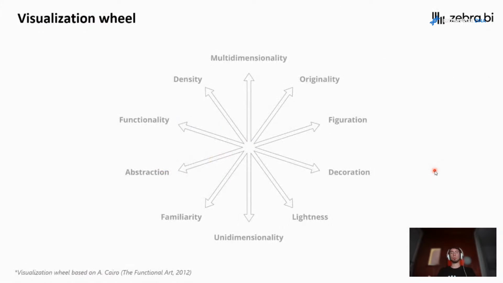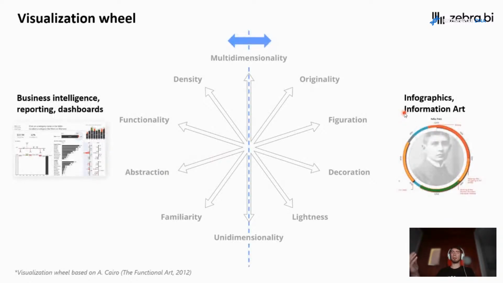To help us understand how we should approach the selection, let us borrow Alberto Cairo's visualization wheel with opposite functions. On the right side, you'll see the functions of charts that are more related to infographics, art, and entertainment. And on the left side, you'll find functional, efficient charts that should be used in BI and reporting. And why is this important? It is important because you have to know who your audience is and which charts to choose, right?